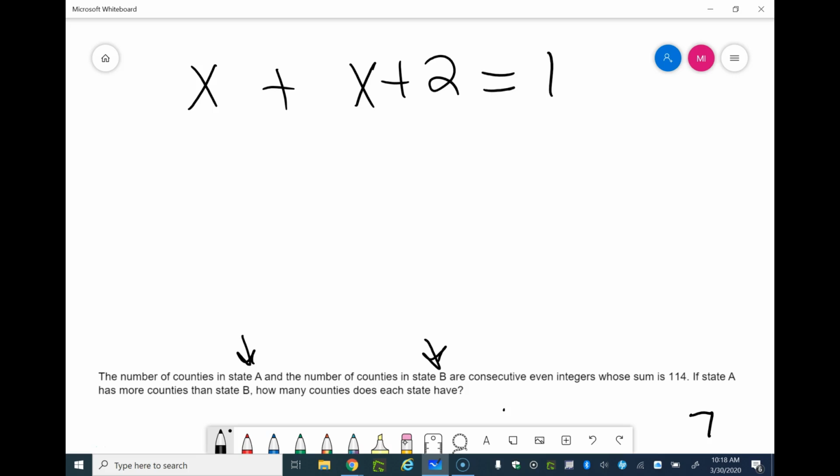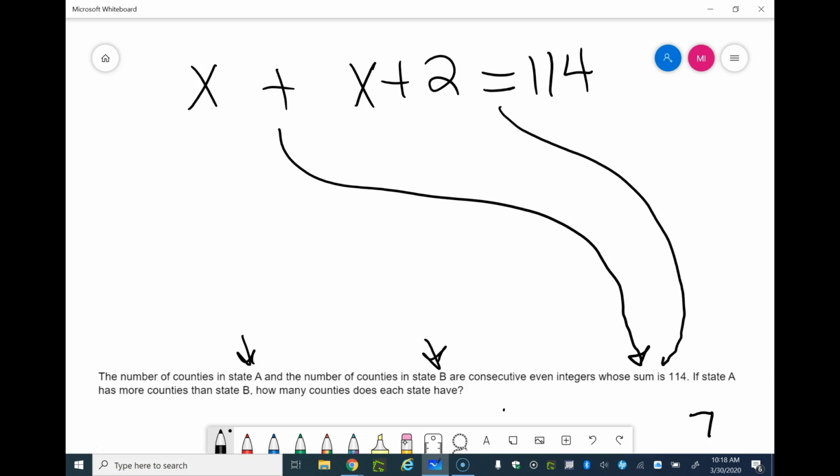And then this one here equals 114, because how do we get sum? The word sum means addition, and then we have the is, which is the equal sign, and is equal to 114. So state A plus state B equals 114.